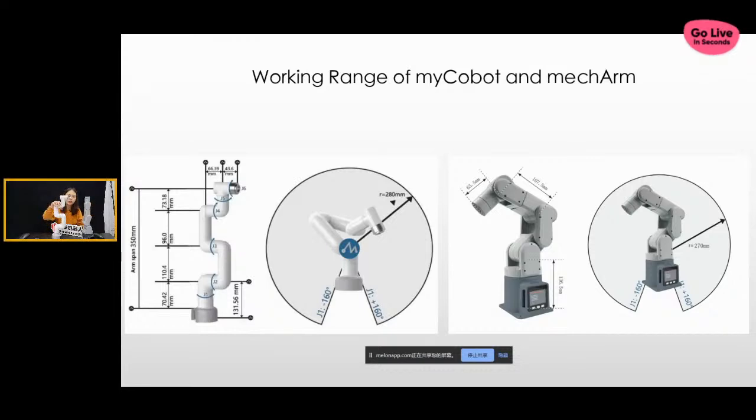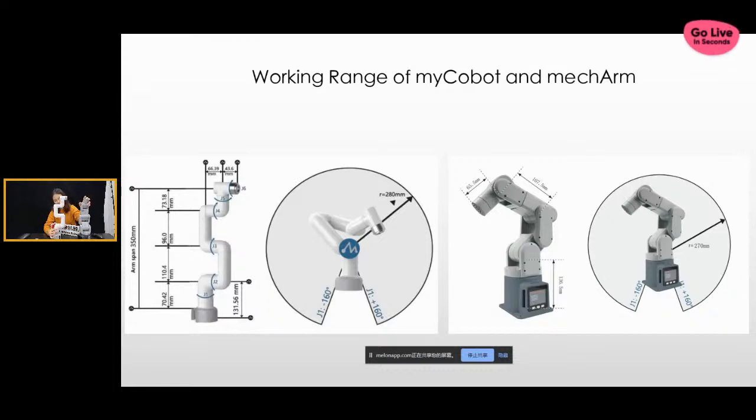Apart from that, you can also see that the structure is different. As we can see, myCobot is designed in UR structure, and the mechArm looks like a mini industrial robot, right? So which structure do you prefer? You can share your minds in the comments below.